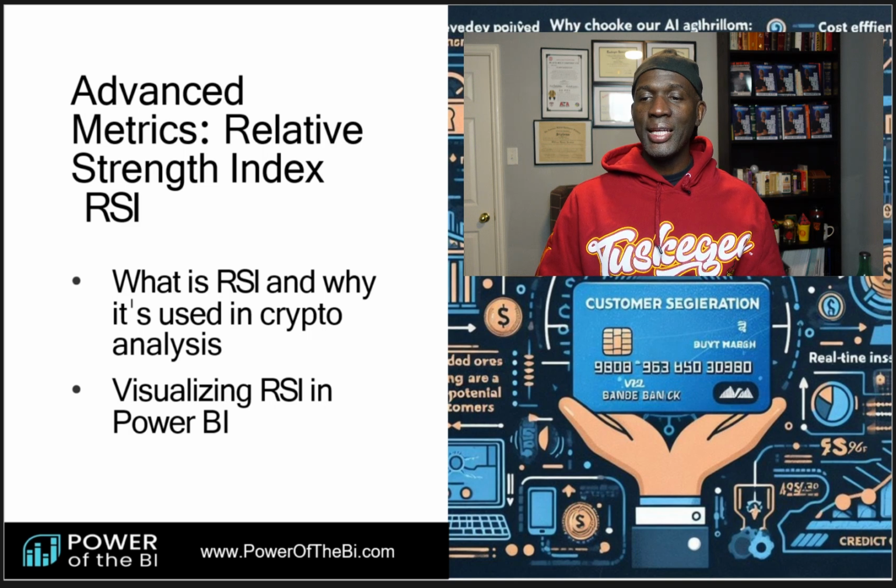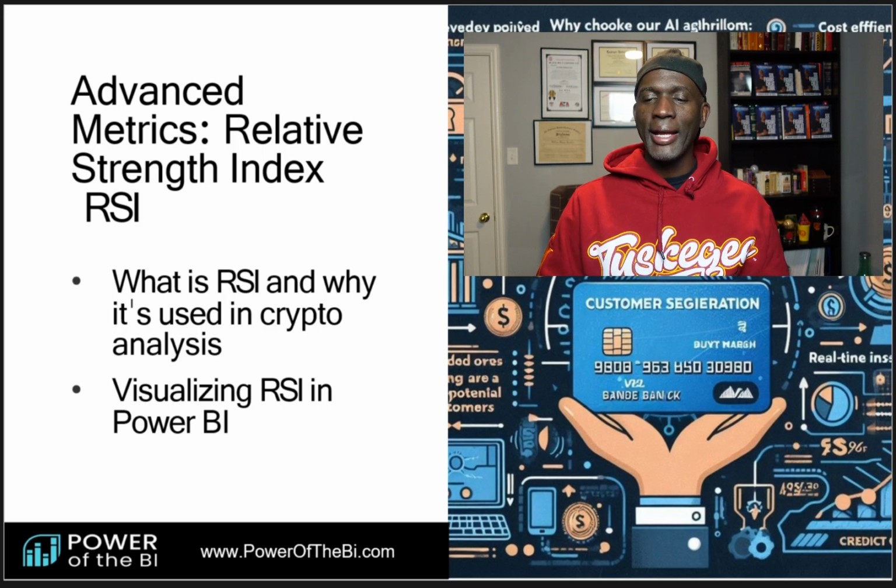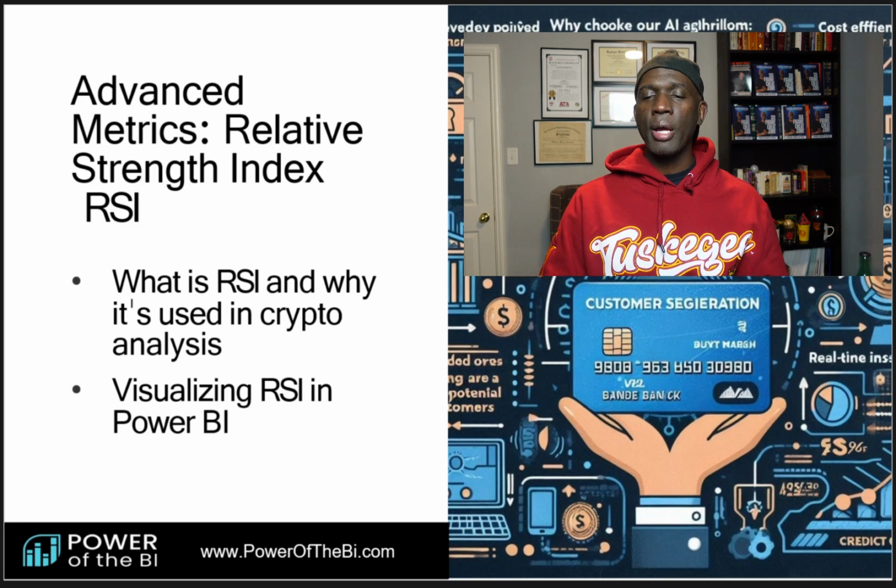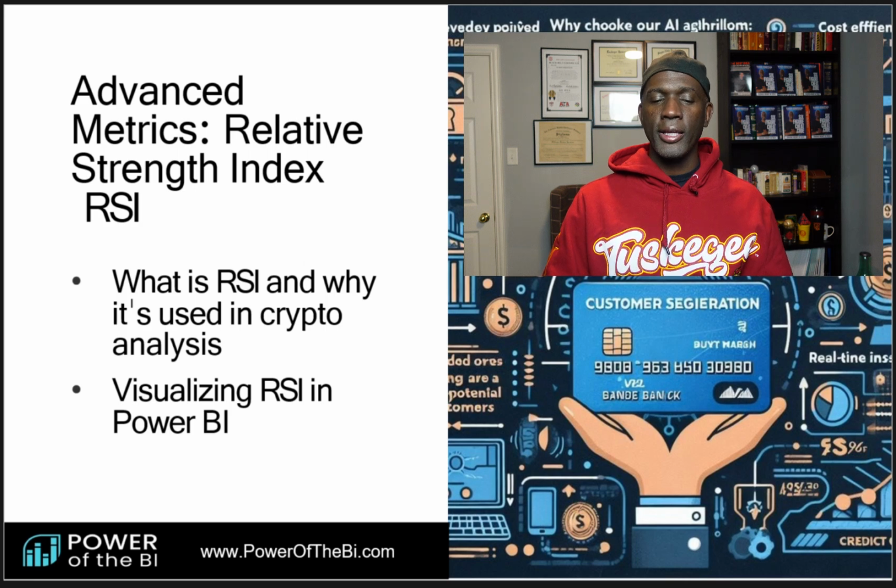The Relative Strength Index, or RSI, is a technical indicator that shows whether an asset is overbought or oversold. By calculating and visualizing RSI in Power BI, we can better time entries and exits in the market.